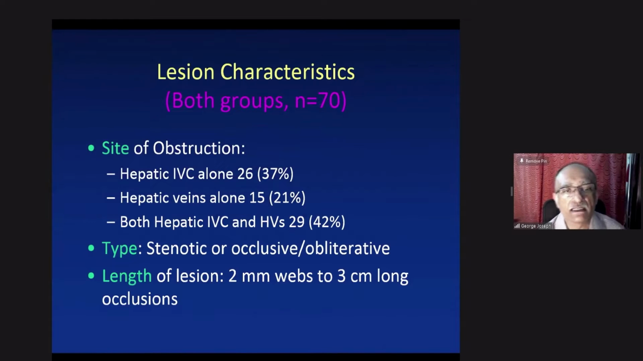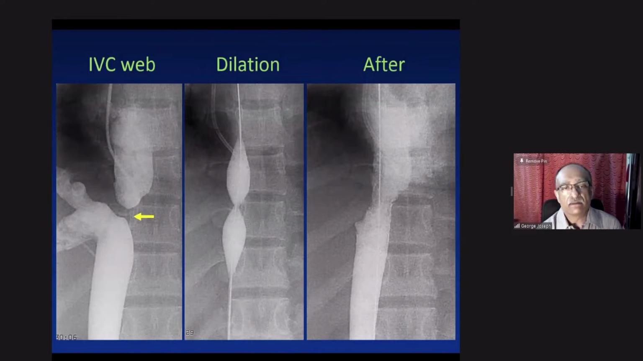The site of obstruction in Budd-Chiari syndrome could be in the hepatic IVC alone in 37%, the hepatic veins alone in 21%, and both the hepatic IVC and hepatic veins in 42%. And the lesions may be stenotic or occlusive. And the length of the lesions may be discrete webs which are 2 millimeter thick or 3 centimeter long occlusions. So we have both IVC and hepatic vein problems in Budd-Chiari syndrome.